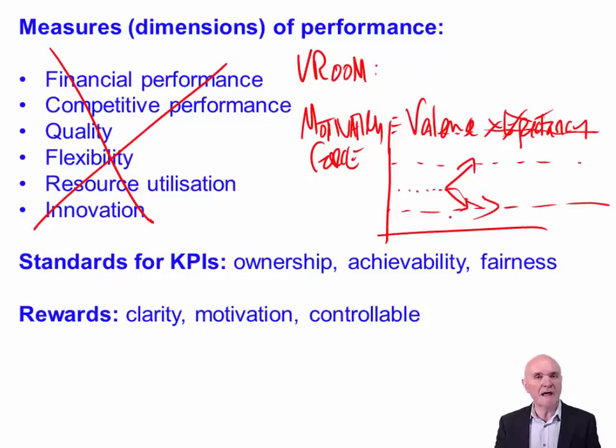Achievability, we mentioned that already a little bit, not too high, otherwise you're going to demotivate people. Stretch them, that's what we're wanting. And fairness. Fairness both in setting the original targets and in judging whether or not somebody has properly achieved the target, or if they didn't get the target, that maybe allowance should be made.